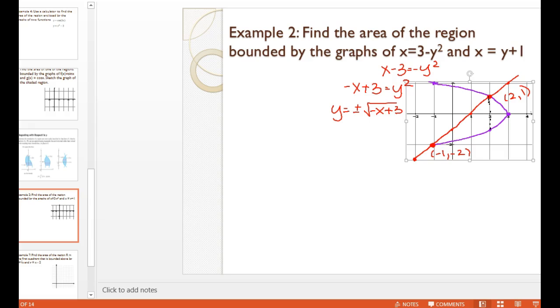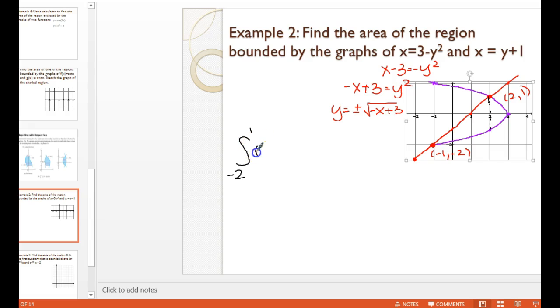The red graph is always to the left. So what I can do is integrate this function from y to y. My y value here is -2, my y value there is 1, so I'm going to integrate from -2 to 1, and I'm going to find the areas from the rights to the lefts.